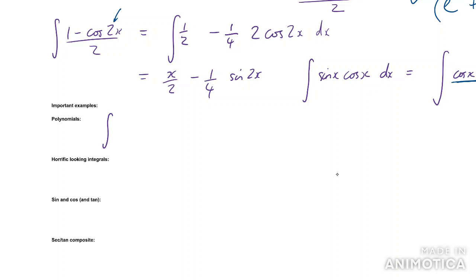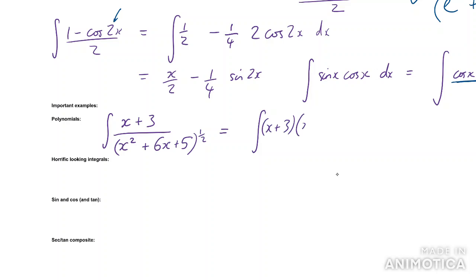If you are asked to integrate x plus 3 over x squared plus 6x plus 5 to the half. Well, first thing we want to do is rewrite it in the form we talked about earlier. So that's going to be x squared plus 6x plus 5 to the minus half.